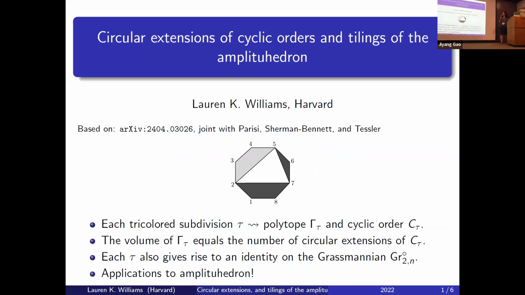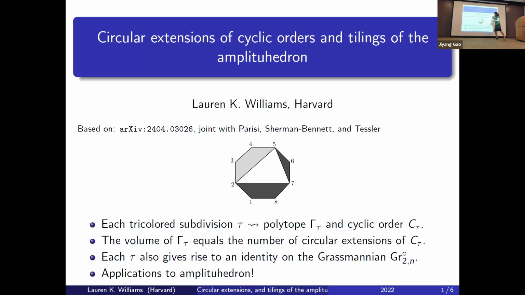I'm going to tell you six minutes worth of work with Teo Brenti, who's here, Melissa Sherman-Bennett, who's also here, and Ron Tessler. I'm going to be telling you about some tricolored subdivisions, pictures that look like this. This is a polygon subdivided into smaller polygons, which are black, white, and gray. From every tricolored subdivision, we will associate a polytope, gamma, and also a cyclic order. This is a cyclic analog of a poset. And we'll explain how the volume of the polytope equals the number of circular extensions of this cyclic partial order.